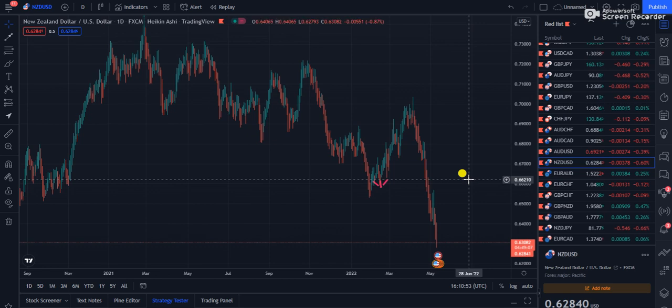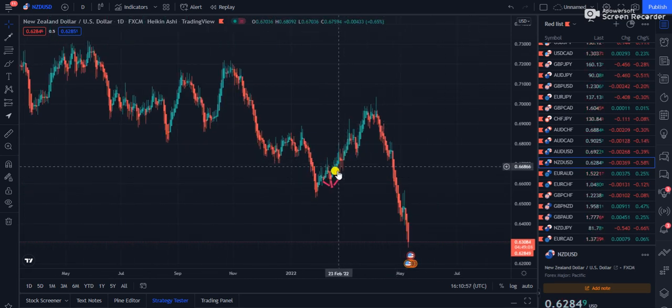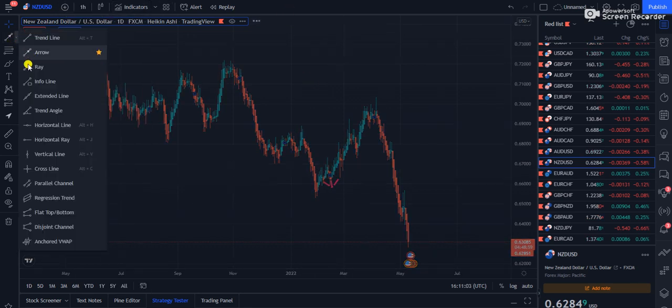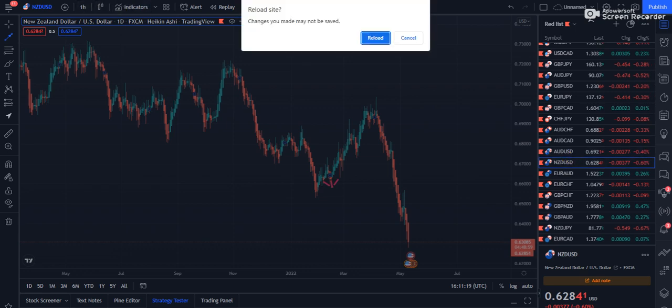So NZDUSD. Okay, NZDUSD. Looking things to be bearish again. It's not wise to buy this at this level. So for NZDUSD, I'm coming up with bearish signs. Again, I think my TradingView gets stuck. Sorry, I think we need to refresh it again.